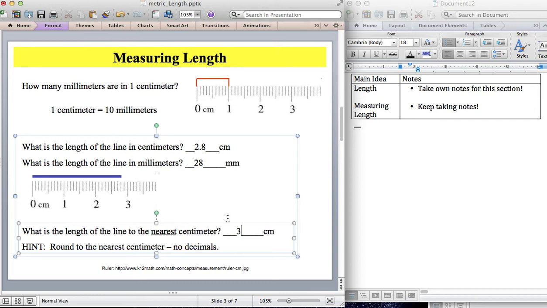You don't need to write these numbers in your notes from the example because you don't have the picture there. But we do need to know for measuring length, we use the ruler, we line it up with the 0, we see how far it goes. The numbers usually represent centimeters.